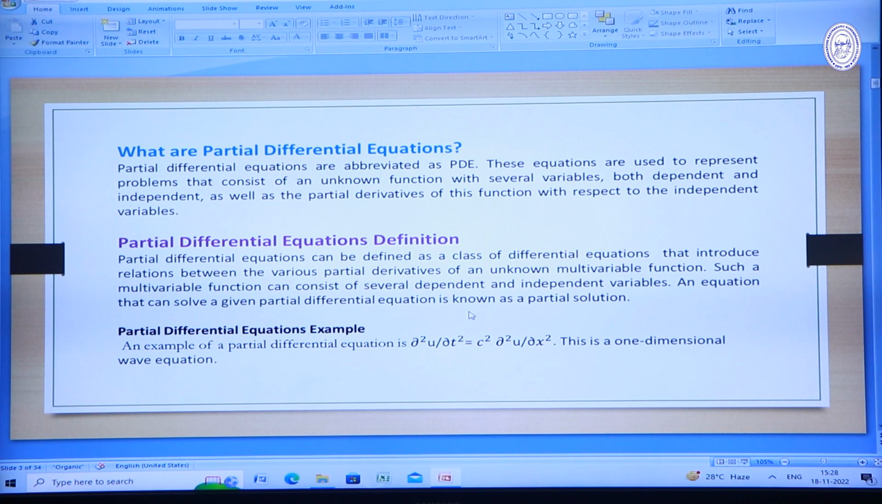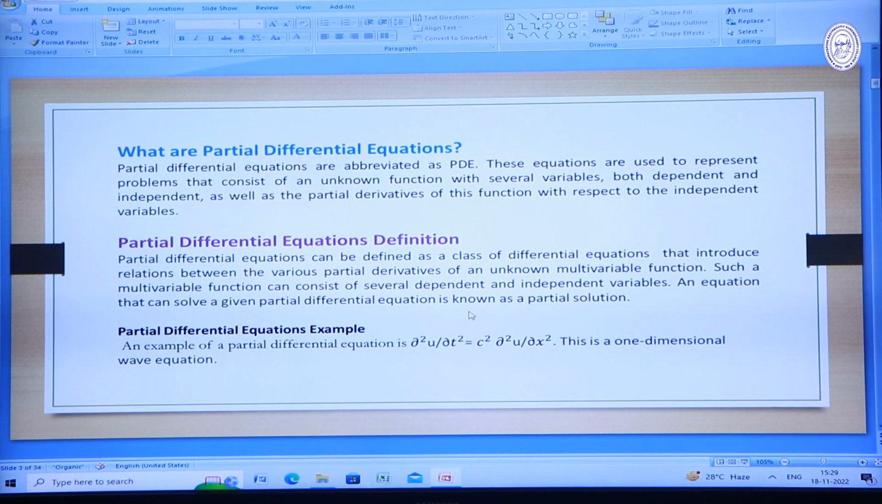What are partial differential equations? Partial differential equations are denoted by PDE. These equations are used to represent problems that consist of an unknown function with several variables, both dependent and independent, as well as the partial derivatives of this function with respect to the independent variables.